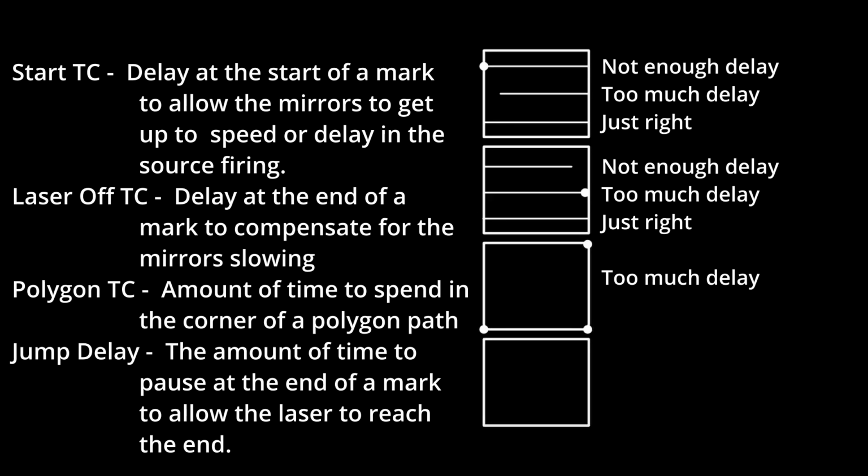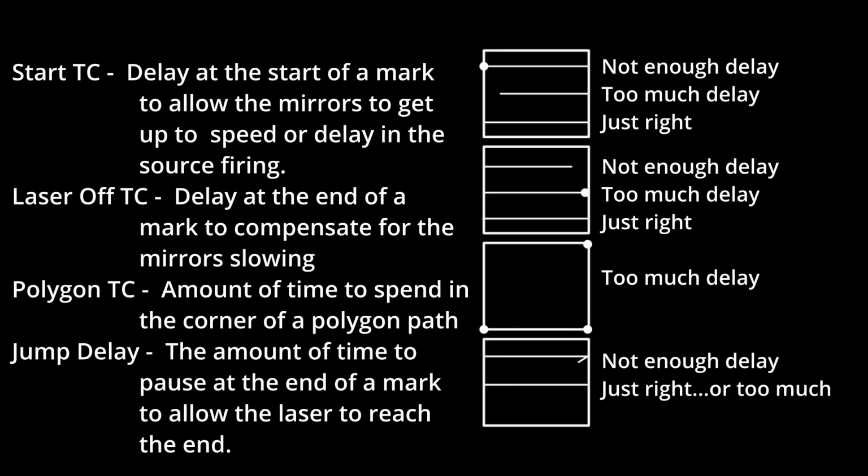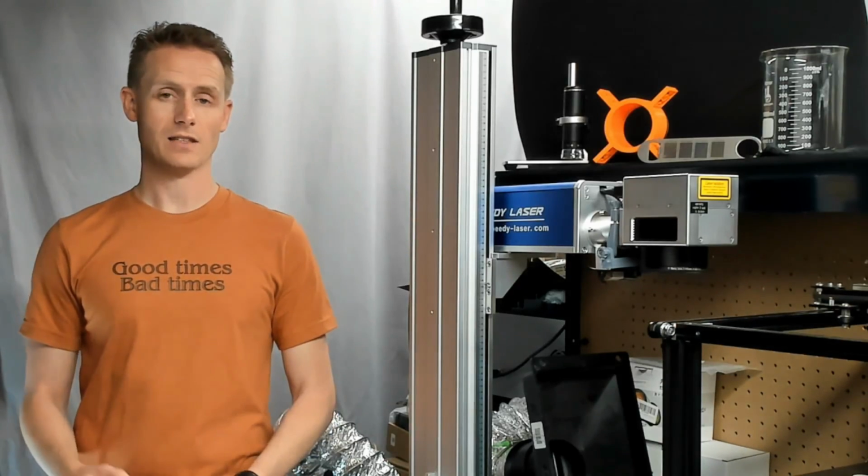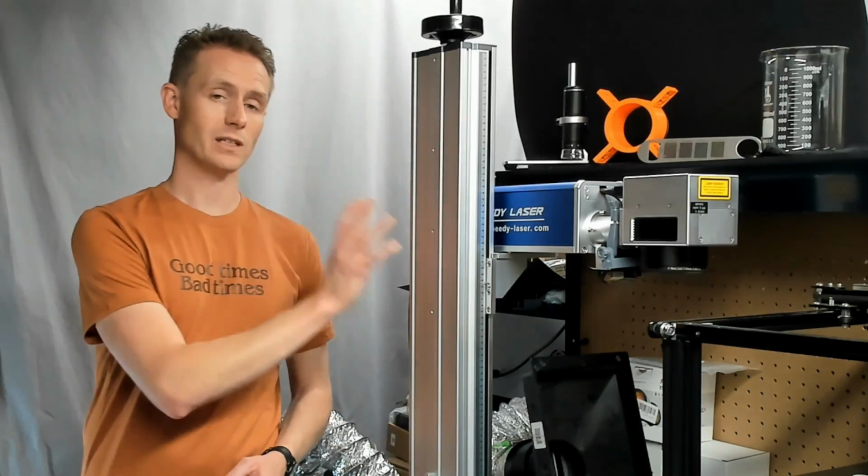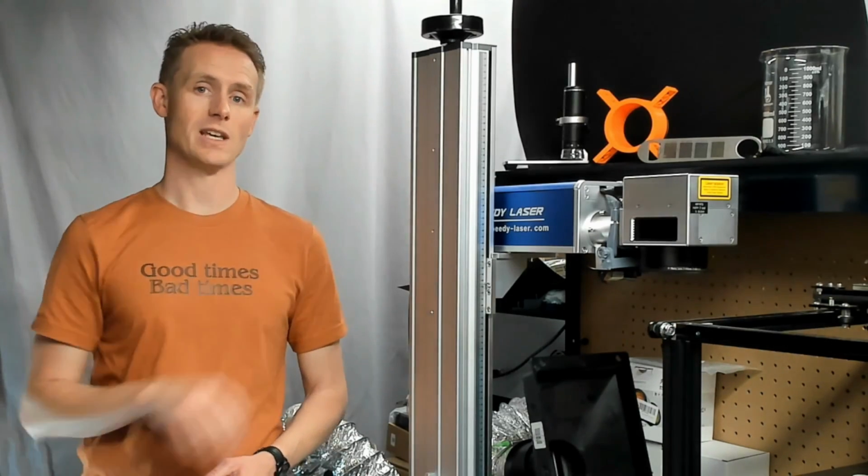The last setting that we're going to mess with is jump delay. This is the amount of time that a laser stops at the end of a mark before it goes to the next move. If you have too short a delay at the end of your mark, it may try and move before your laser gets to the end, and so you end up with a stray mark. If you have it just right, you'll end up with no jump line. If you have too much, you'll also end up with no jump line. It'll just take longer. Now that we've read and had the descriptions of what each one of these settings is doing in the machine, let's see it firsthand.